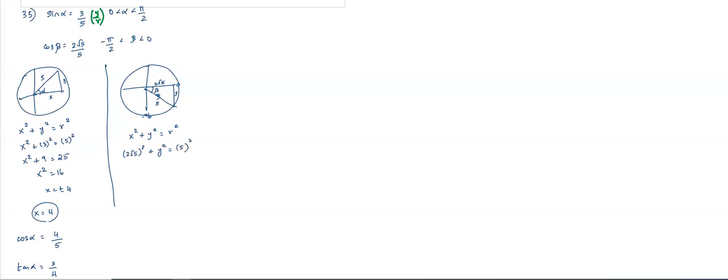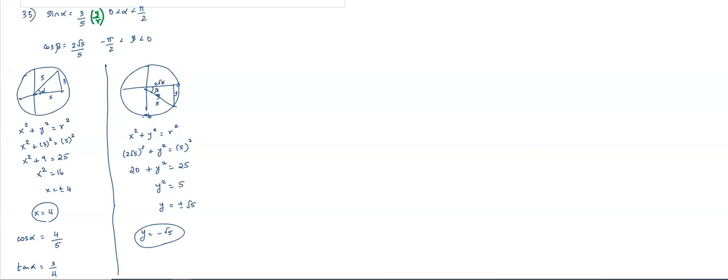2 root 5. So root 5 squared becomes 5. 2 squared becomes 4. 4 times 5 is 20. Plus y squared is 25. Subtract 20 from both sides. And then square root, you get this. But because this is in the fourth quadrant, I already know that y is negative root 5.